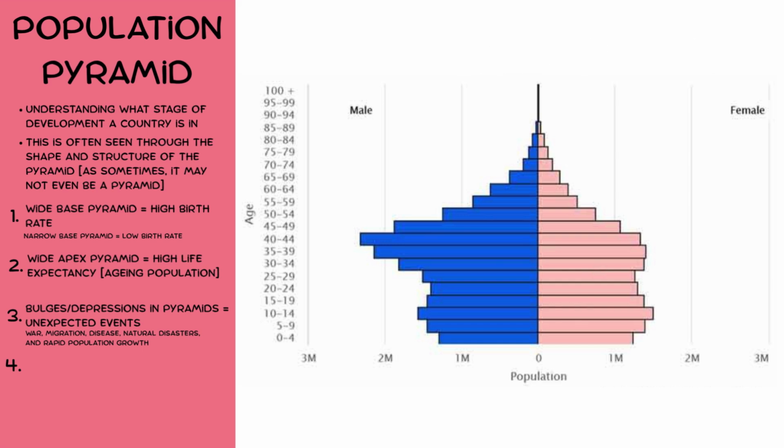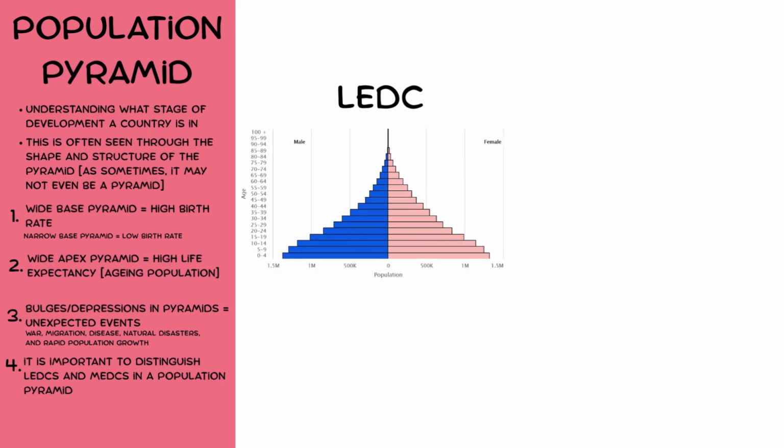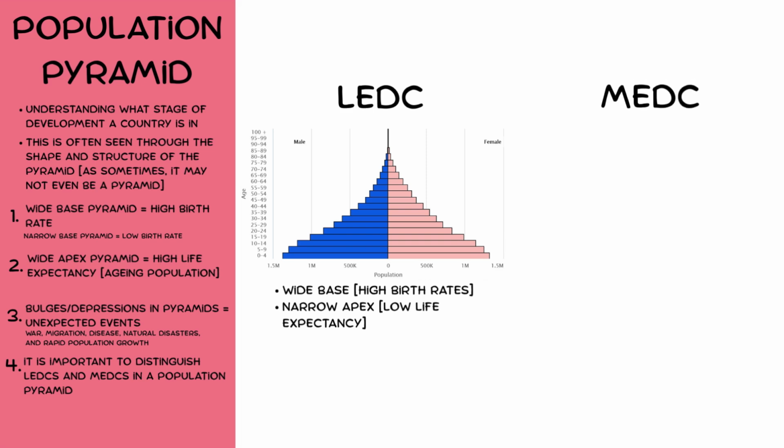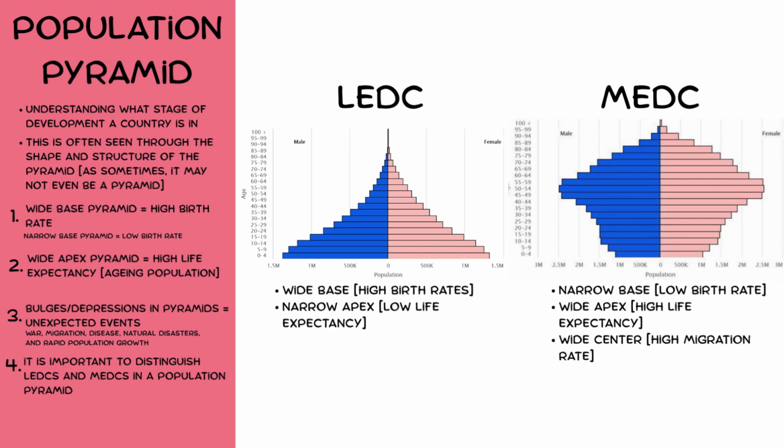4. It's important to learn how to read these pyramids as they can show pivotal information about a country. Oftentimes, LEDCs have a shape like this where their base is wide and their apex is narrow and low, indicating high birth rates with low life expectancy. On the other hand, MEDCs can have this shape with a narrow base and a wide apex, showing a low birth rate with a high life expectancy and high migration rate. Knowing this can help you read a population pyramid and find reasons and solutions to the information you find.